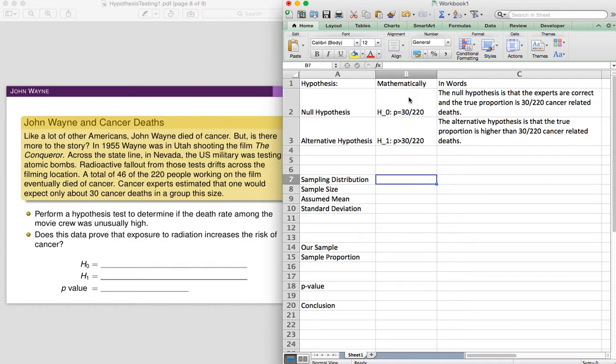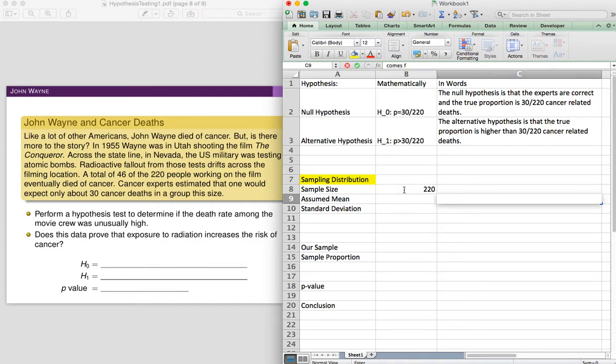So let's build some basic statistics on the information that we have. The sampling distribution is what we need to build here. We have a sample size of 220 people. The assumed mean comes from the null hypothesis, because we're trying to determine if that's actually a reasonable mean. So that is 30 out of 220. And since the decimals may hide that for the rest of the video, I'll write it here as well.